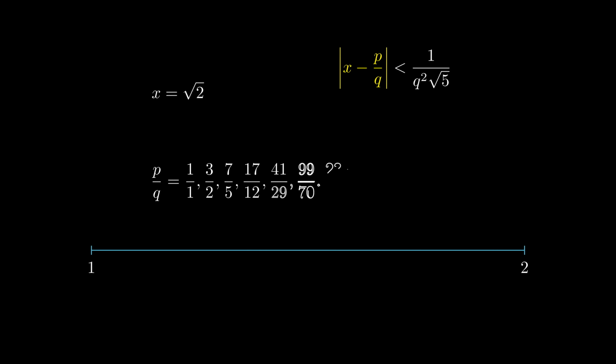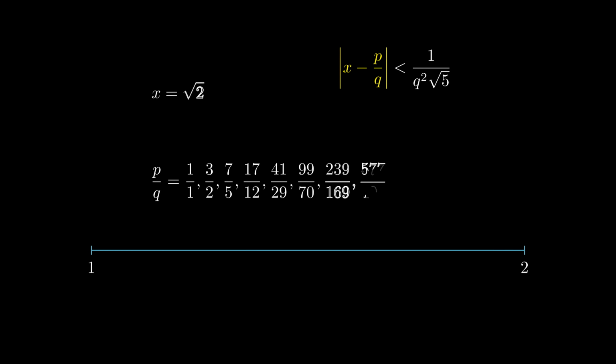Hurwitz's theorem says that no matter what irrational number you select, there will always be an infinite number of rational numbers satisfying this inequality, which means that you can always get arbitrarily close to the irrational number using the rational numbers that satisfy this inequality.